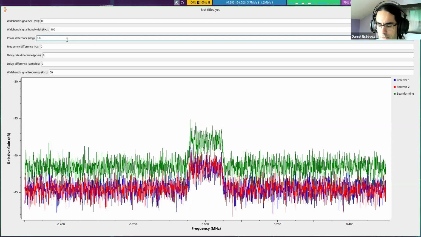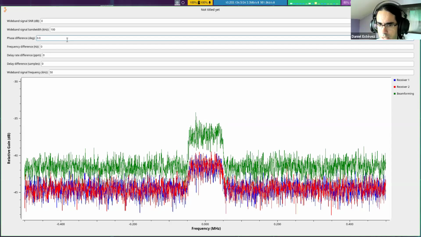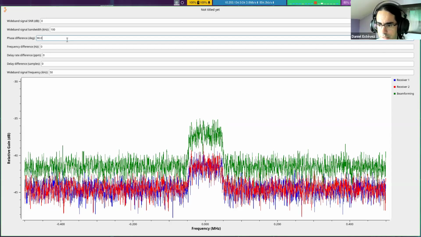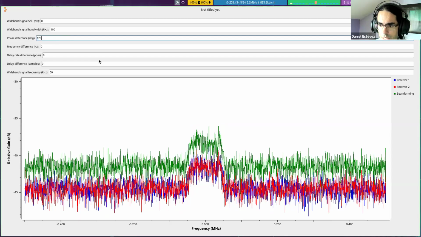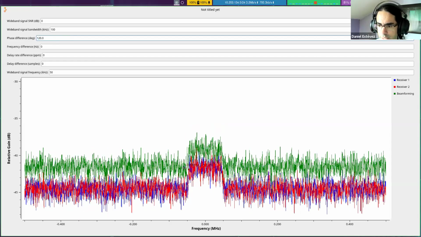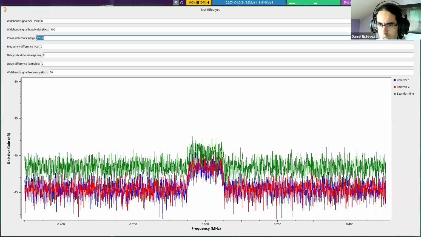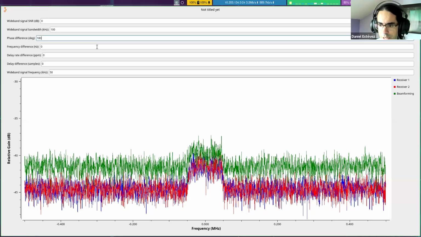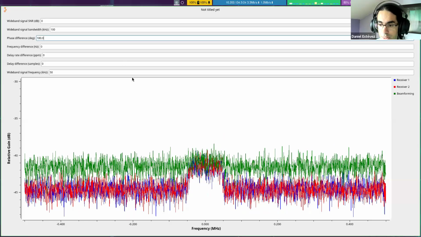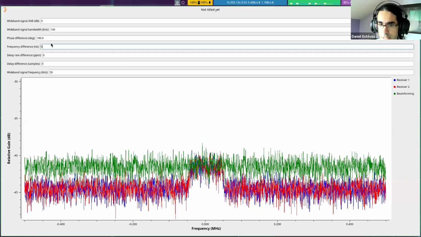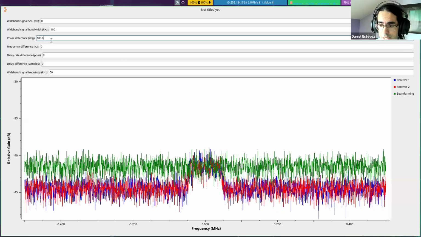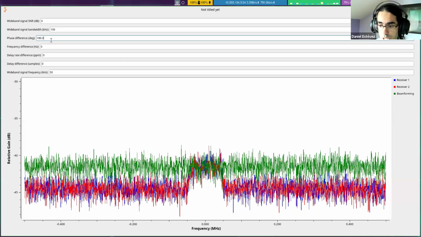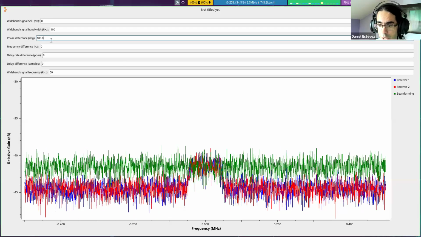I can repeat that again. At 0, that's here. At 90, it drops a little bit. I can increase even further, 120. And if I go to 180 degrees phase difference, that means that the signal phases are opposite. 180 degrees is like putting a minus sign, it's changing the sign of the signal.